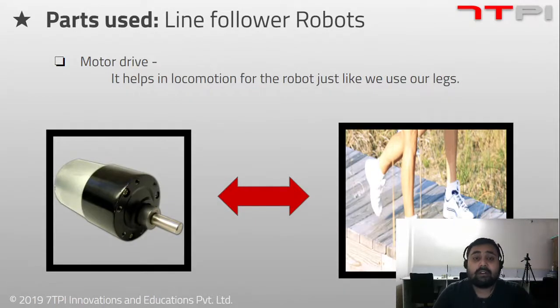Moving further, we'll understand about motors. Motors are the same as our hands and legs for movement or locomotion, right? So in the human body we have legs and hands for movement. In robots, motors are mostly involved, because motors create the necessary movements which make a robot move from one place to another, or make some kind of change, some kind of action.